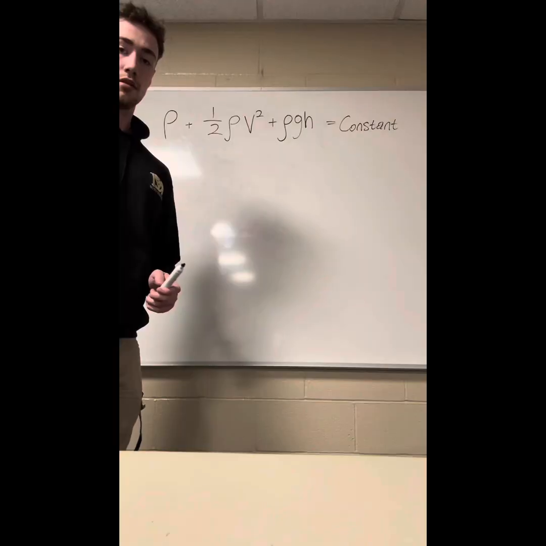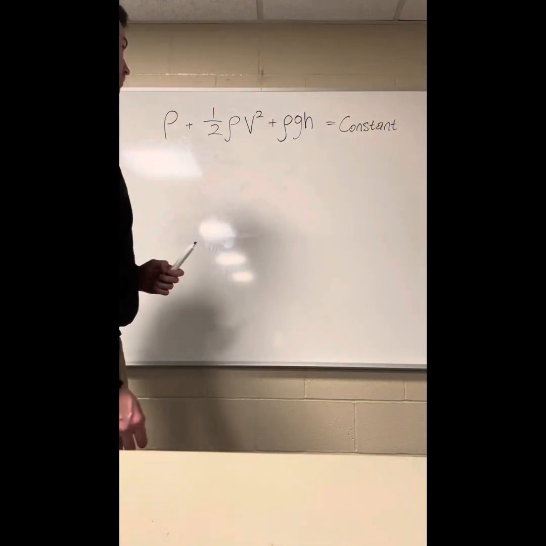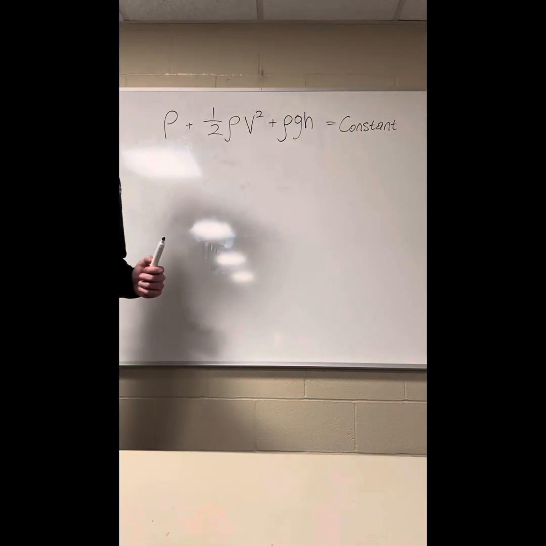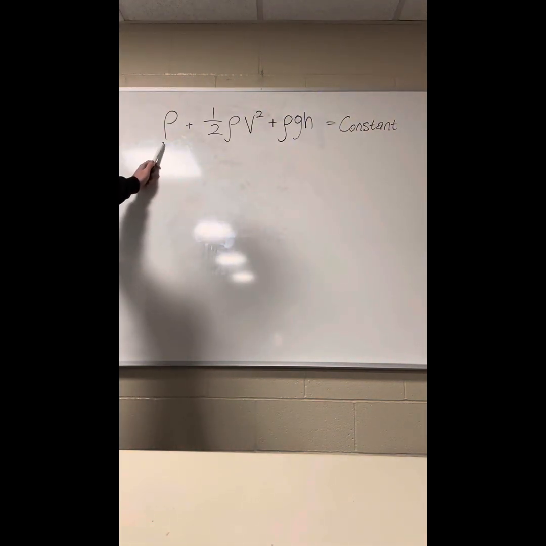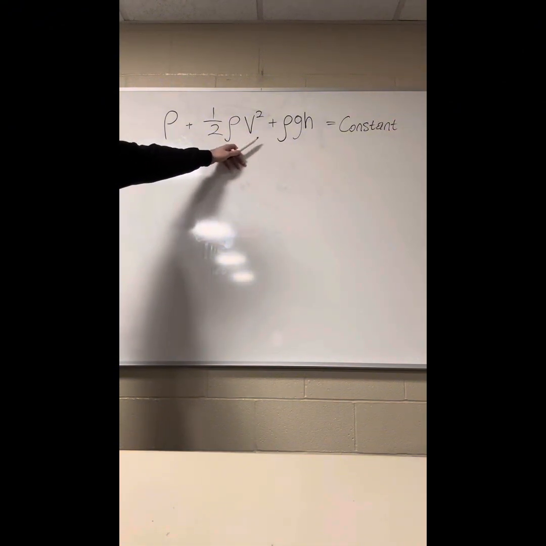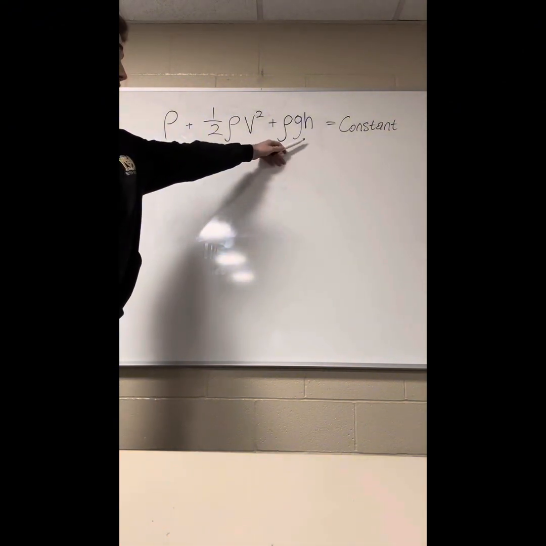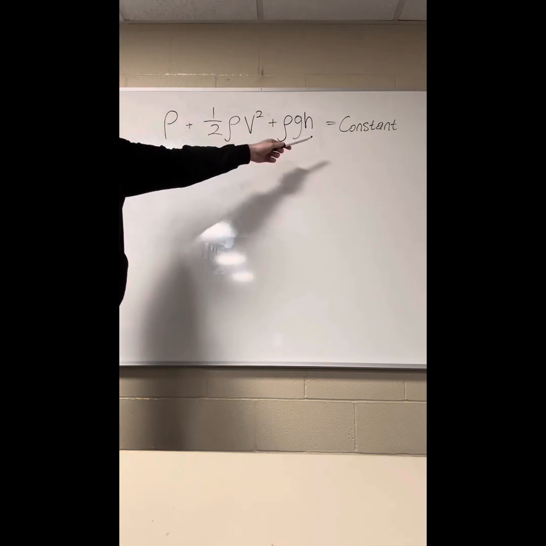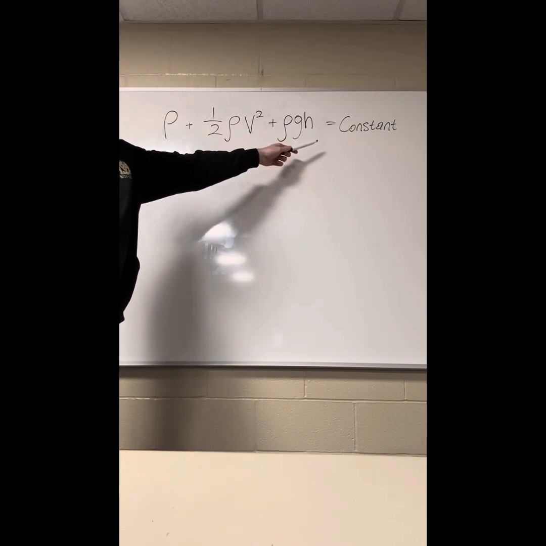The behavior of the ping pong ball can be explained using the pressure form of Bernoulli's equation, where P is the pressure of the fluid, rho is the density of the fluid, V is the velocity of the fluid, g is gravity, and h is the height of the fluid, which is all equal to a constant amount of energy per unit volume.